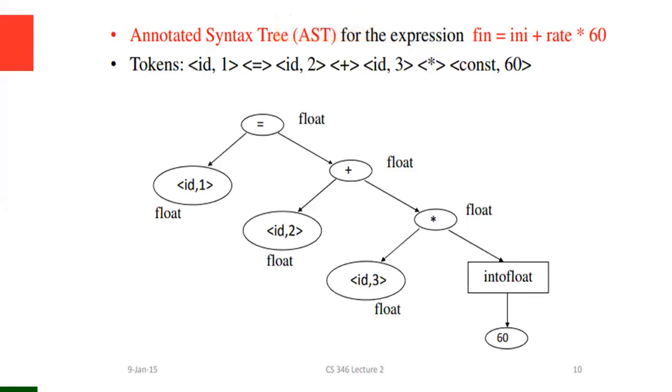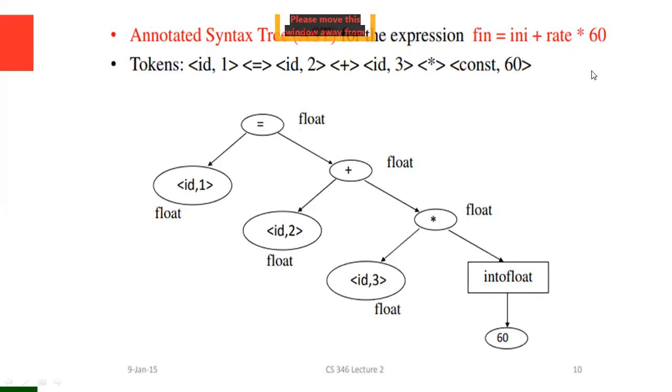So that means we are using float. So we are using float values. All are float values. So in this expression, we are taking all the float values. So float id comma 1, float id comma 2, float id comma 3, and float. So in this expression, rate into 60, this 60 is a constant.